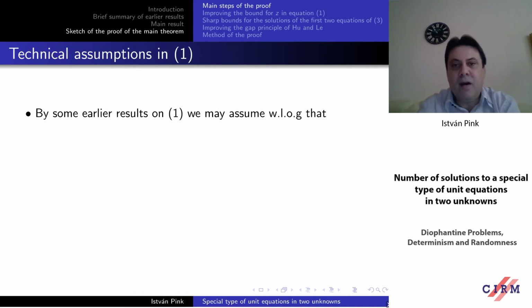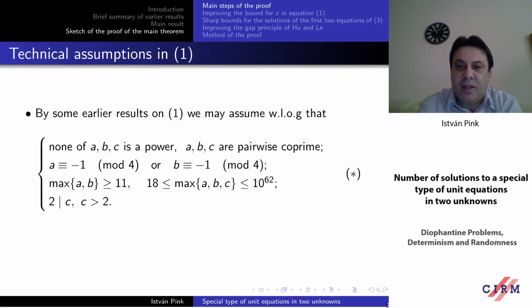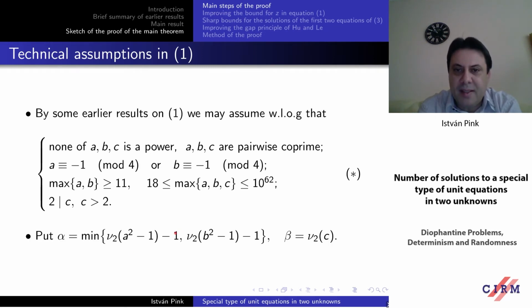Okay, and now before going into the details, by some earlier results, we may assume without loss of generality that we can suppose these. So these come from earlier results. You can see here, for example, that C is even, C is greater than 2. This comes from the aforementioned result of Scott and Styer. This lower bound comes from a recent result of Bennett and Billerey, and so on. So this is the setup in some sense.